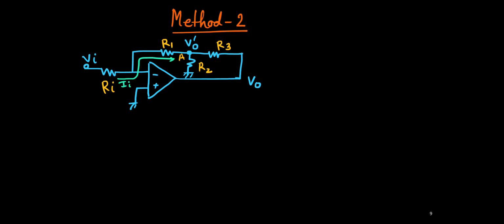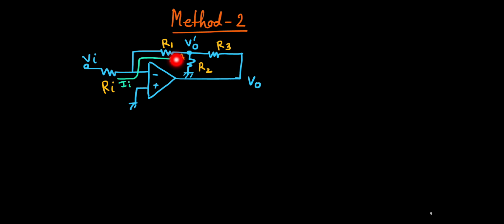Next, I'll discuss the second method. Now here, I'll consider that this current is Ii, and as in the op-amp no current can enter because of high input impedance, so this Ii will flow through this Ri.